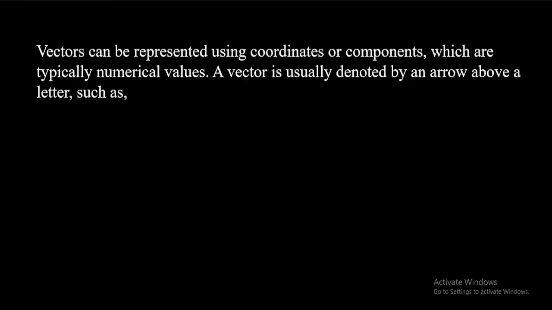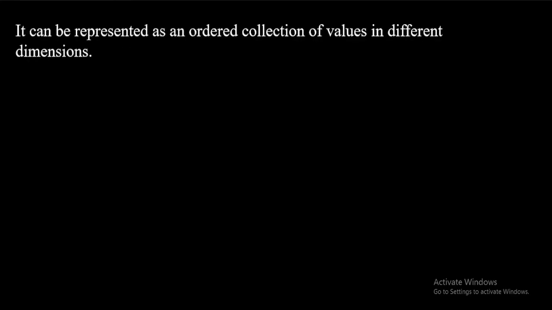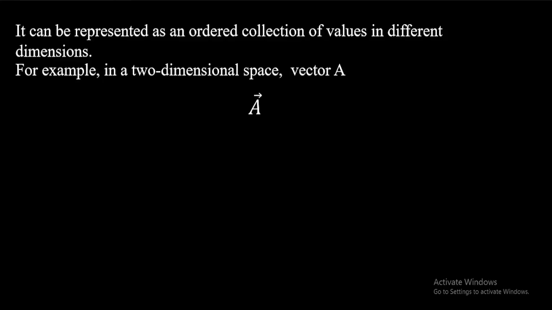Vectors can be represented using coordinates or components, which are typically numerical values. A vector is usually denoted by an arrow above a letter, such as. It can be represented as an ordered collection of values in different dimensions. For example, in a two-dimensional space, vector A can be represented as.